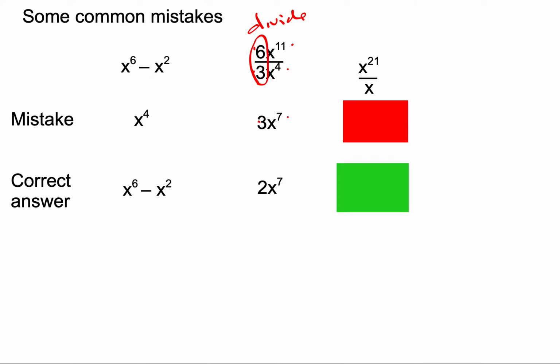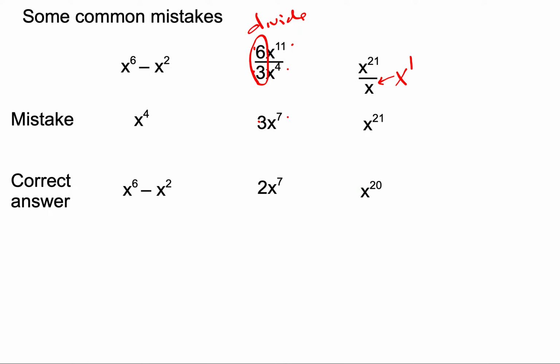Another common mistake is like this: x to the 21st over x, just saying, hey, it's just x to the 21st. But the mistake that happens there is not realizing that the x on the bottom, because it doesn't have an exponent written, is basically an exponent of 1. And you would do 21 minus 1 and get x to the 20th.